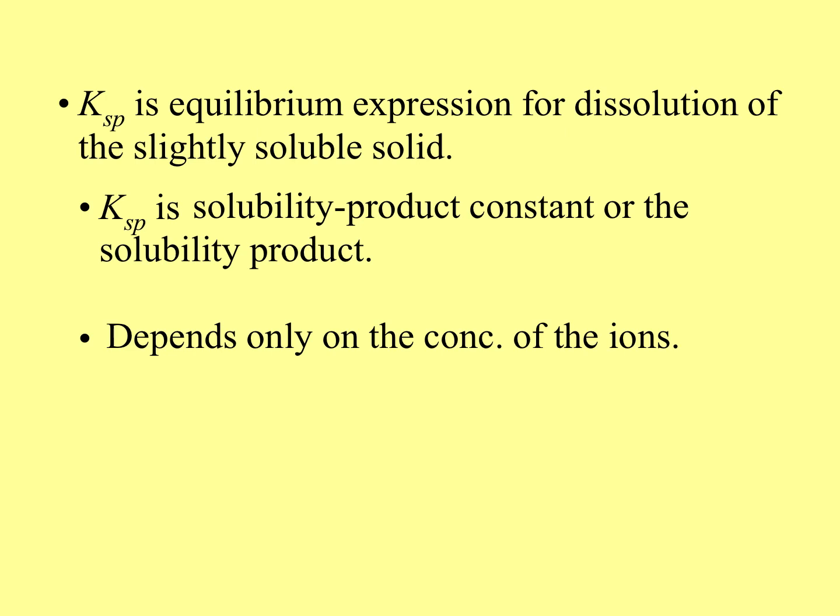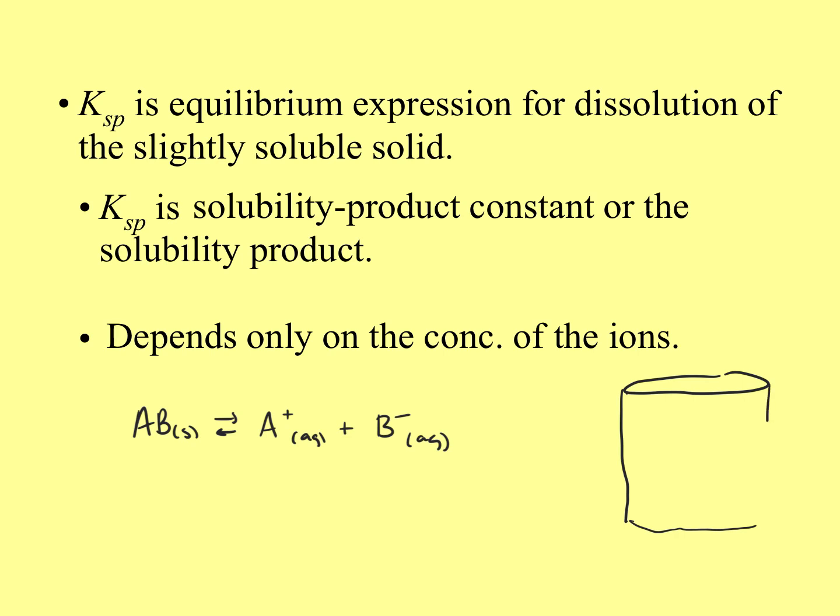ion. So if you have, for example, a generic solid, AB solid, and it dissolves in water, it's going to break up into the A positive ion and the B negative ion. So think about what is happening, again, at the molecular level. You have AB solid, and it goes in here. It's going to break up to form A positive and B negative ion.